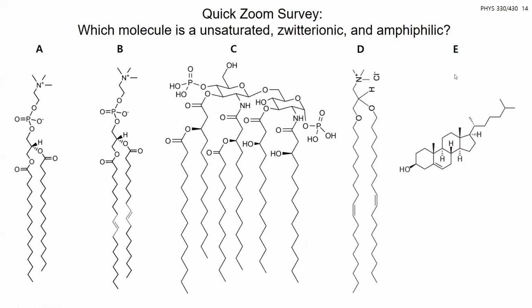I guess if you guys want to add in the chat what letter you think this is, which molecule would be unsaturated, zwitterionic, and amphiphilic. Okay. Looks like most of you guys got this. Yeah, it's B that we have.